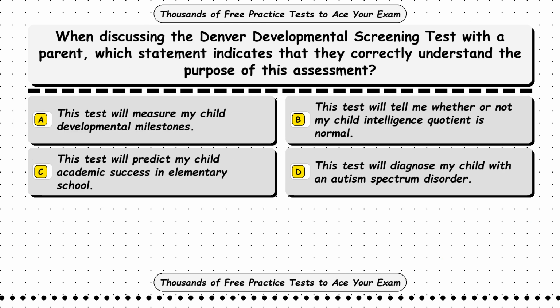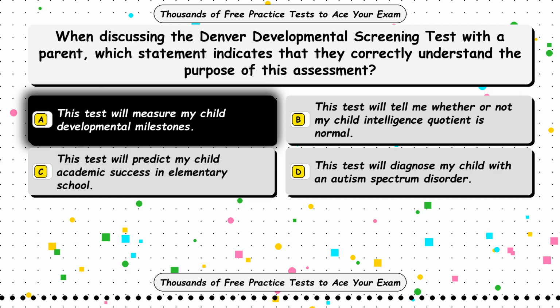Question 151. When discussing the Denver Developmental Screening Test with a parent, which statement indicates that they correctly understand the purpose of this assessment? Option A. This test will measure my child's developmental milestones. Option B. This test will tell me whether or not my child's intelligence quotient is normal. Option C. This test will predict my child's academic success in elementary school. Option D. This test will diagnose my child with an autism spectrum disorder.